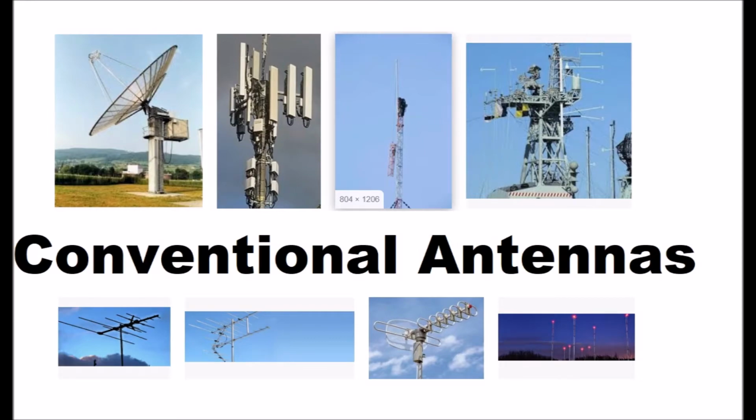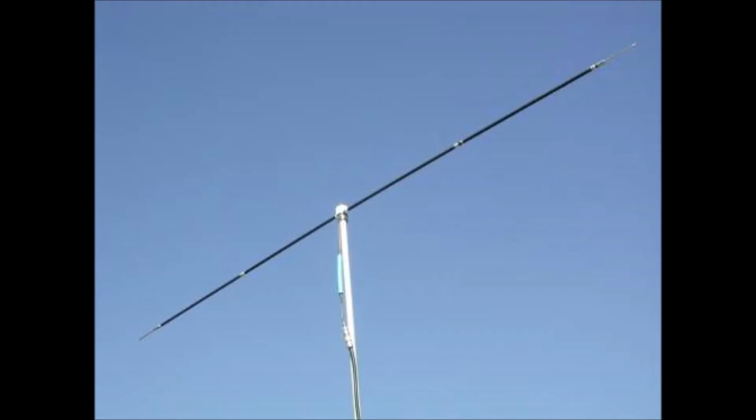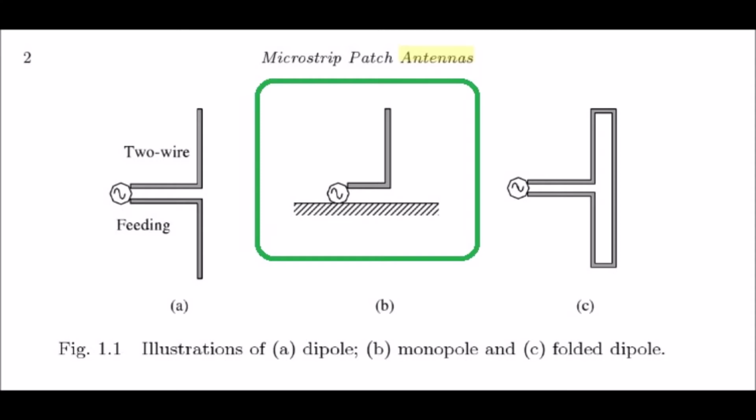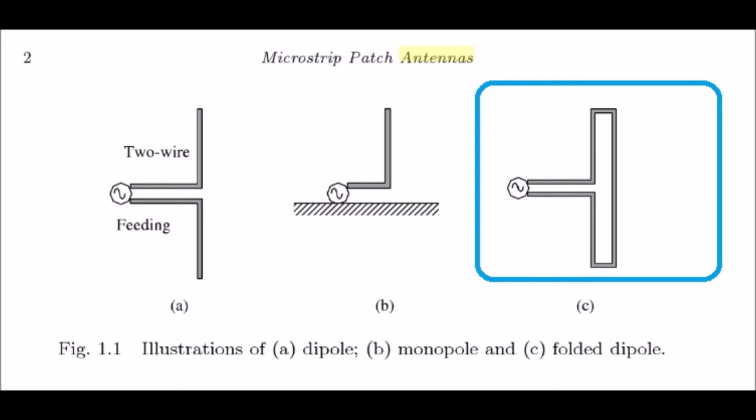Conventional antennas. The simplest and most widely used antenna element is the half-wave dipole, which consists of two linear conductors about a quarter wave long, driven by a source at the center, shown thus. Two variations of the half-wave dipole are the quarter-wave monopole and the folded dipole.